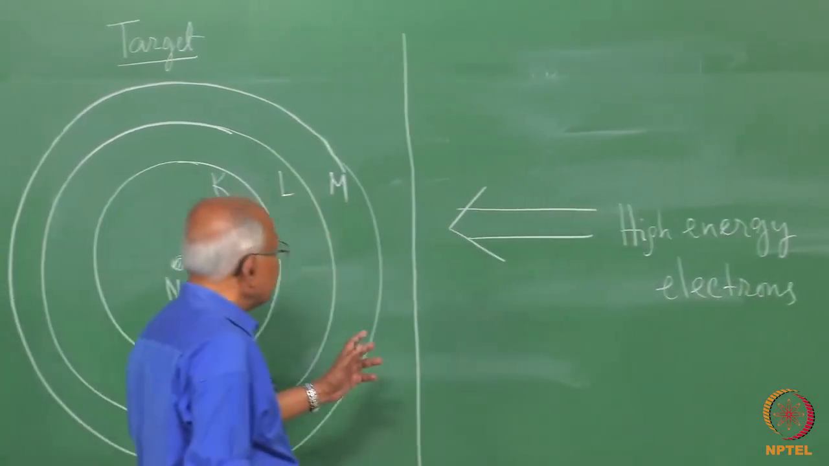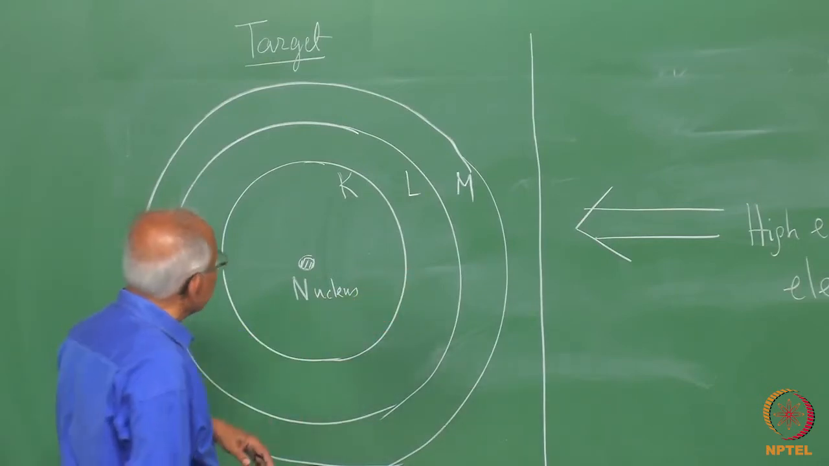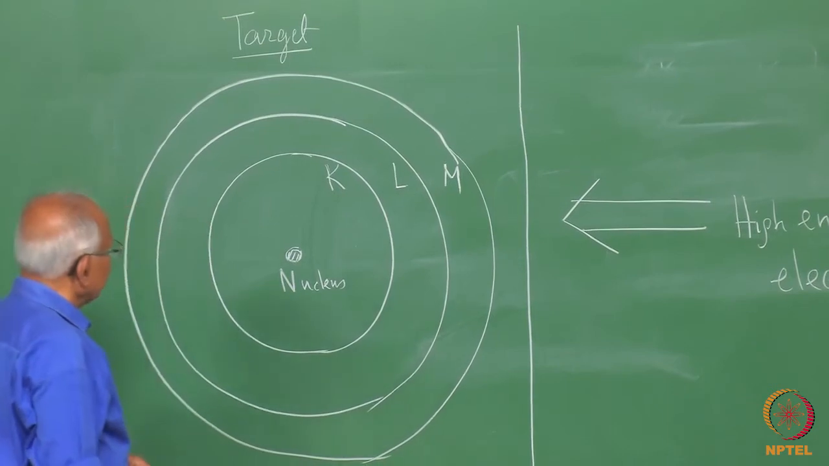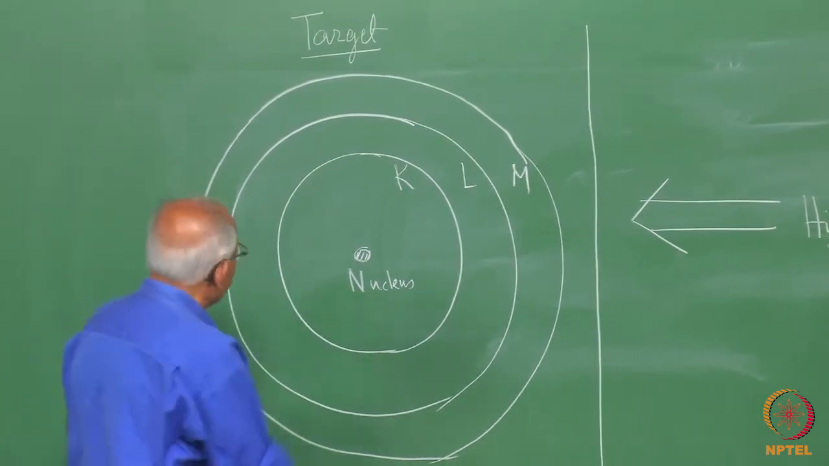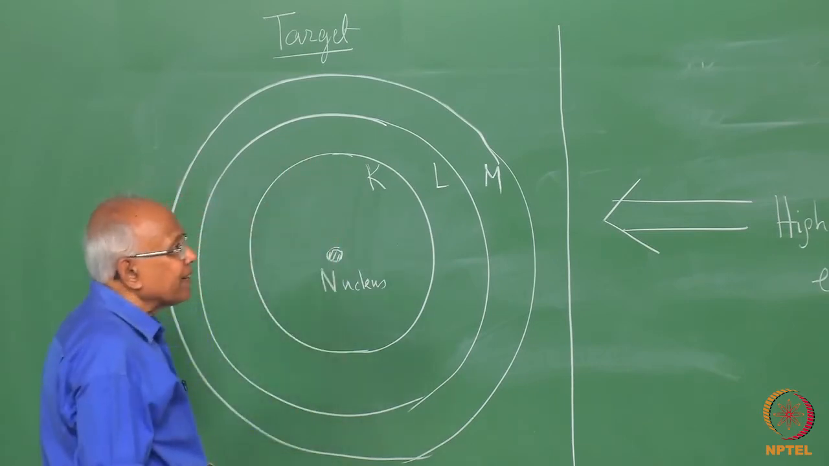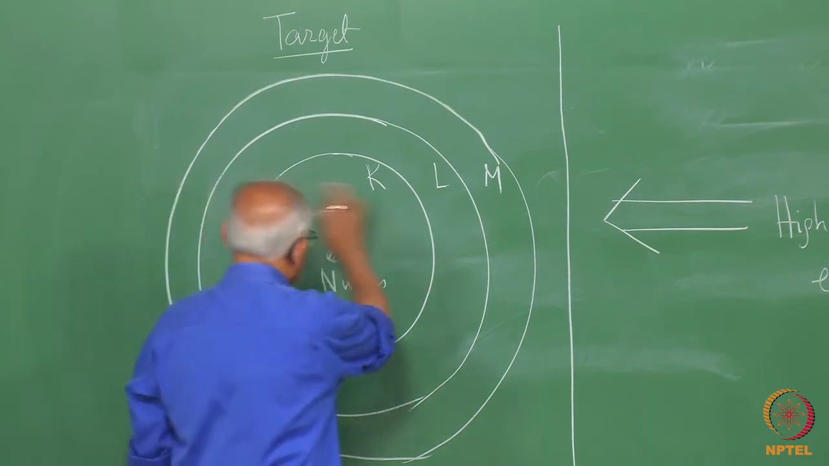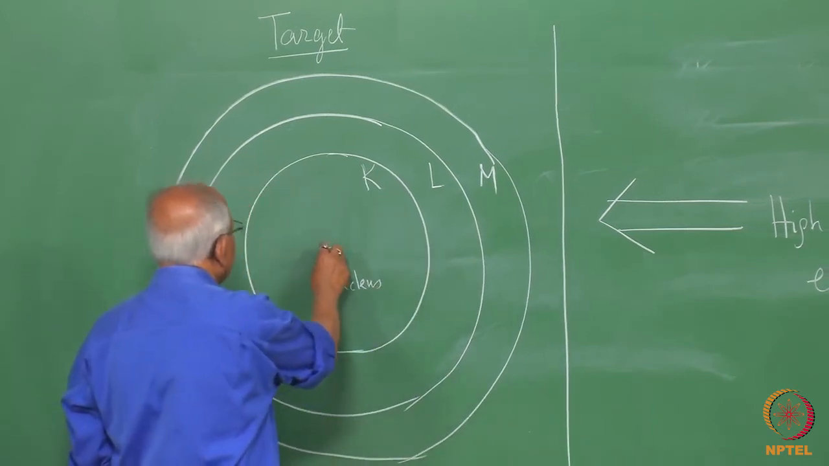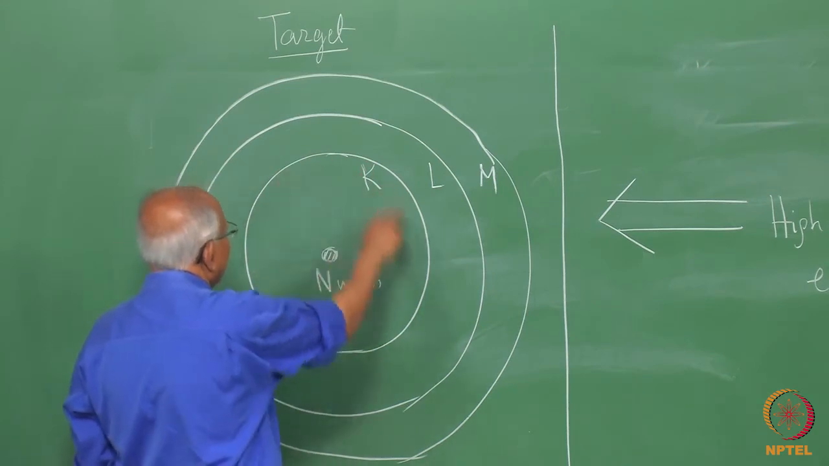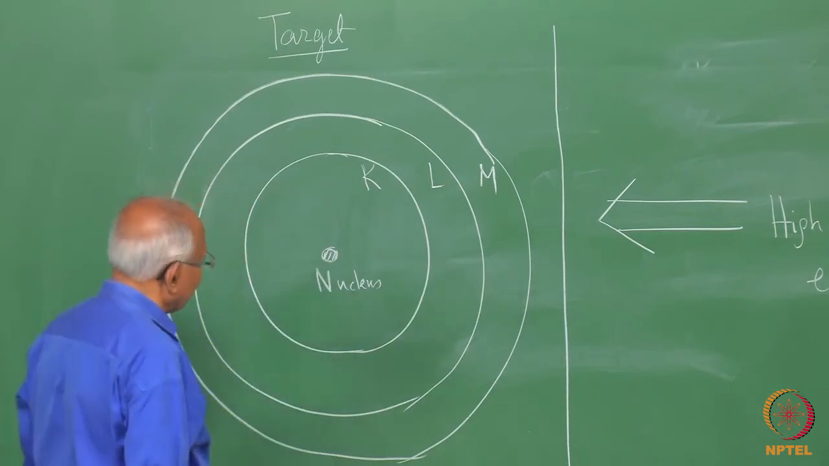So, as you have seen, when a high energy electron beam falls on the target, X-rays are produced. Now, what is the mechanism? Say here we have got one atom of the target material. This atom will have a heavy nucleus at the center, and the electrons will be arranged in K shell, L shell, M shell, etc.